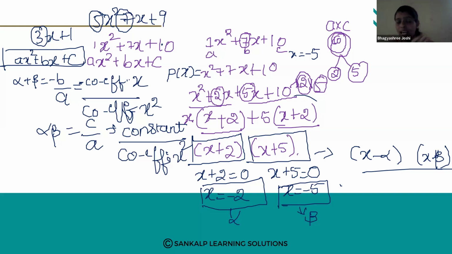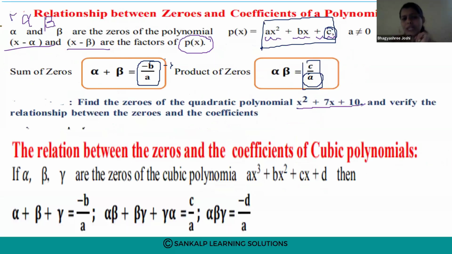Yes, now we know what alpha and beta are. B means what, A means what, C means what, that we know. But why did we write alpha plus beta is equal to minus B by A? So why is it like this only? Why do we write it this way and not another way?